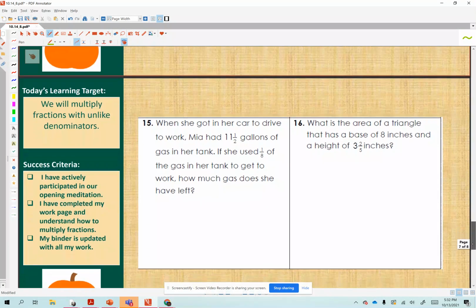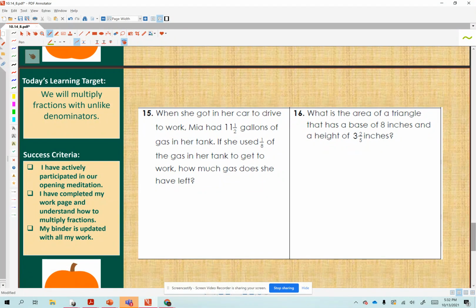So now on number 15, we learned that when she got in her car to drive to work, Mia had 11 1/2 gallons of gas in her tank. She used 1/8 of the gas in her tank to get to work. If she used 1/8 of that gas, how much gas does she have left? So we're multiplying because it says of. So we're multiplying 11 1/2 times 1/8. And we need to convert that 11 1/2 to an improper fraction. Right now it's a mixed number.